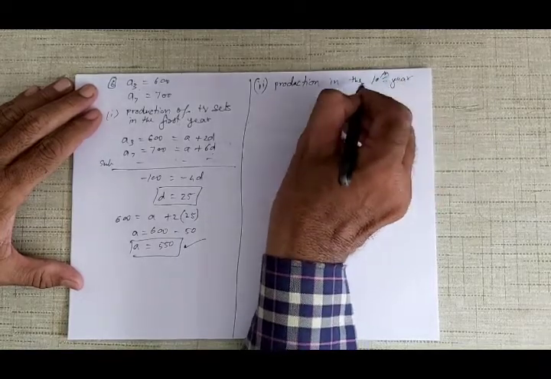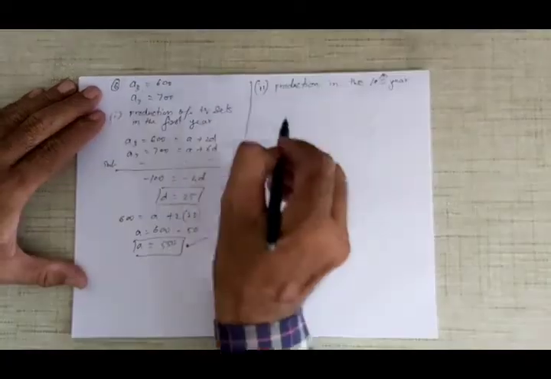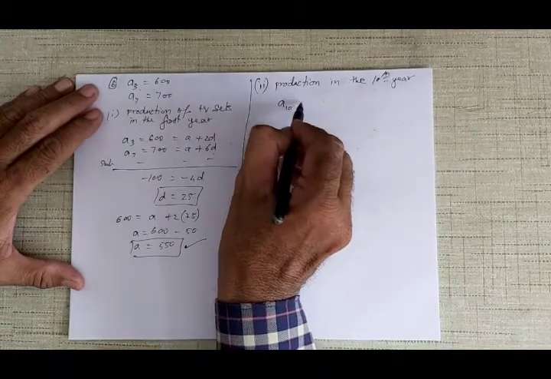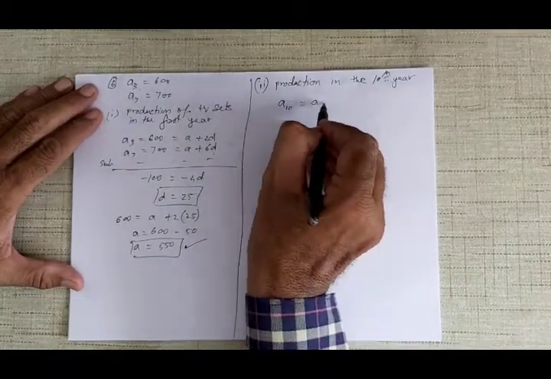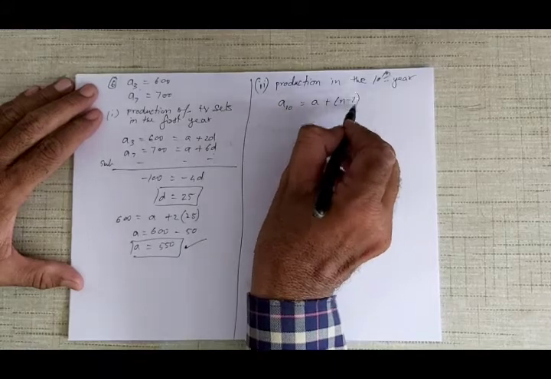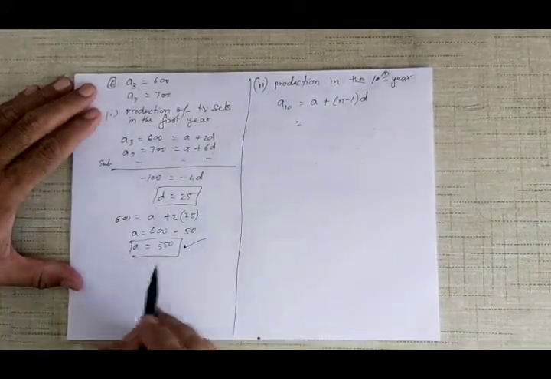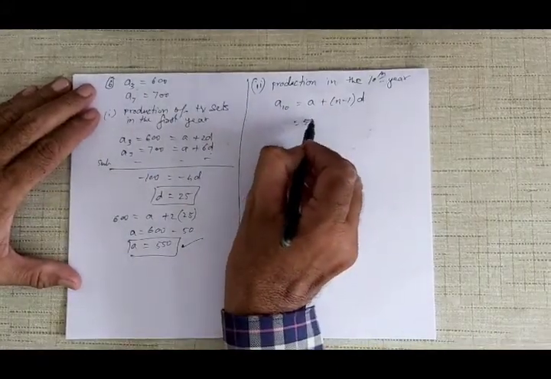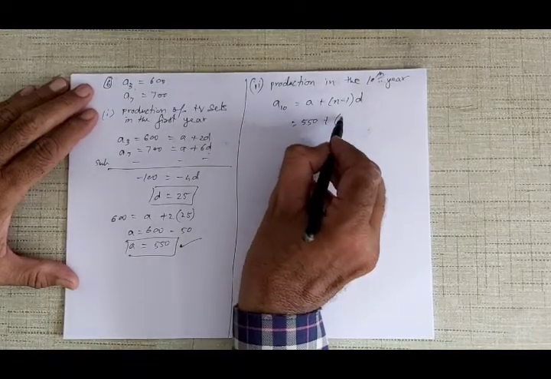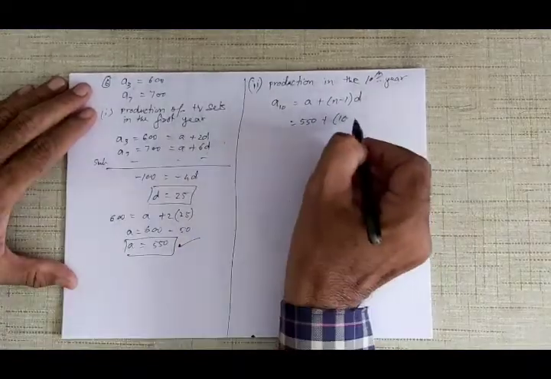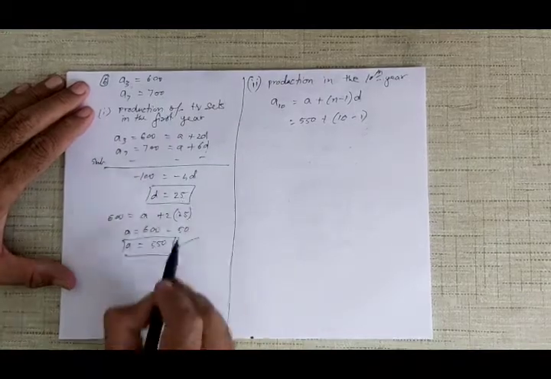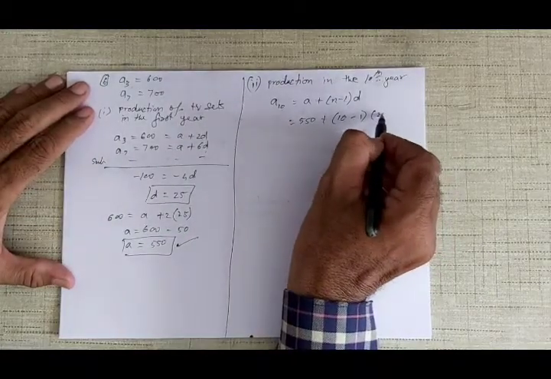What is the production of TV sets in the 10th year? मतलब हमको A of 10 निकालना है. A of 10 will be equal to A plus n minus 1 into D. A तो 550 आया गया फर्स्ट ईयर में. 10 मतलब n is equal to 10. 10 minus 1 into D. D की वैल्यू 25 निकाली थी हमने.